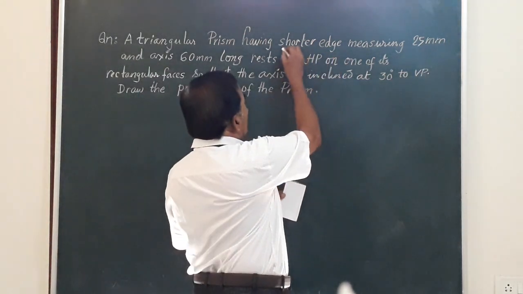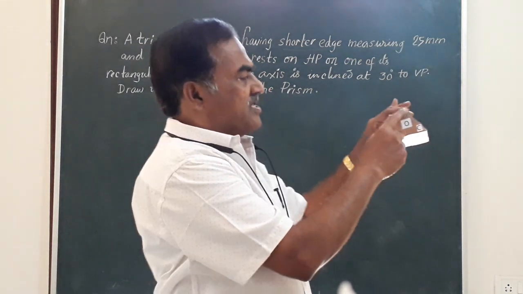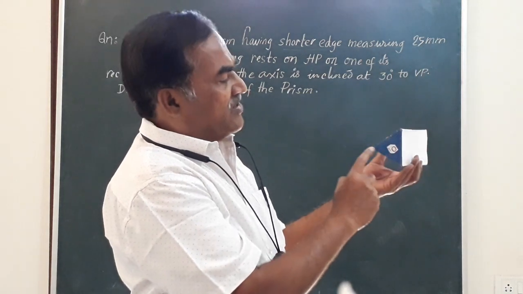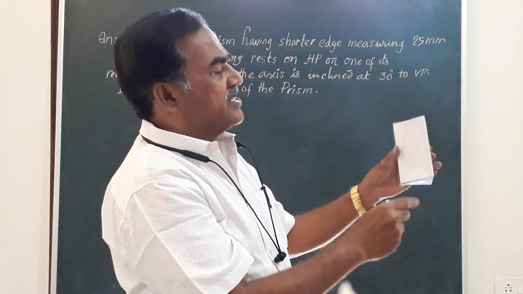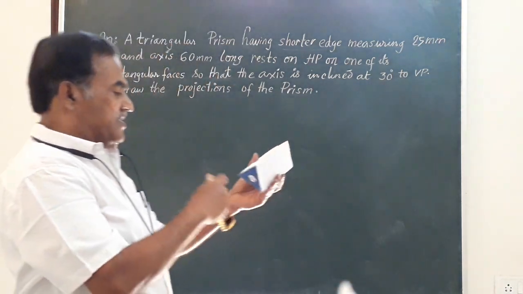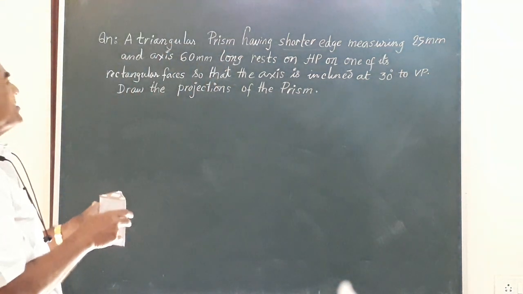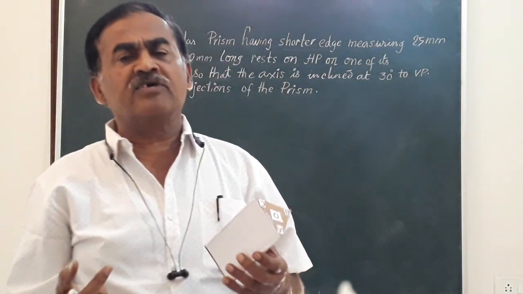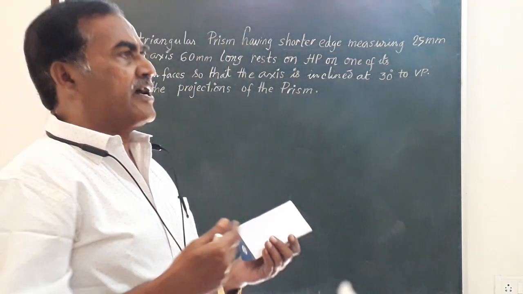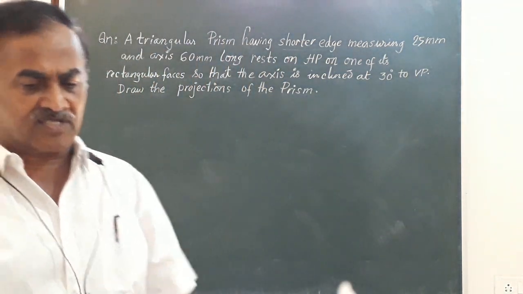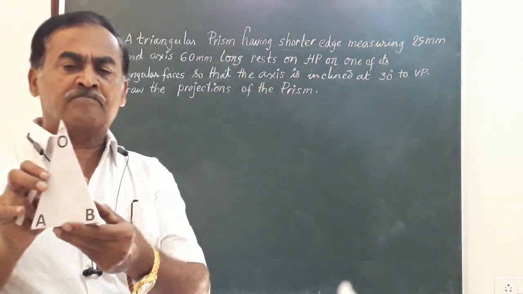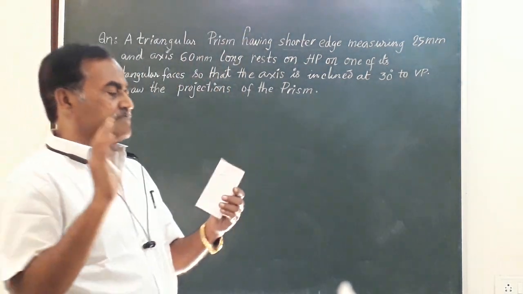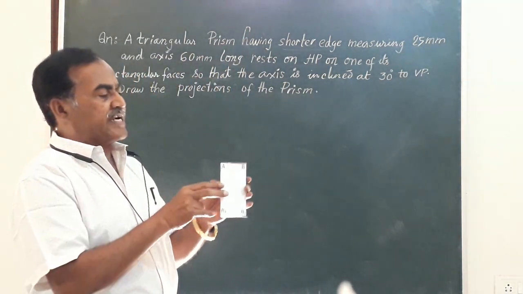The shorter edge here means these edges, that is AB, BC, CA. They are the 3 edges for the top face. Likewise, you will have A1B1, B1C1, C1A1, the 3 sides for the bottom face, resting on HP on one of its rectangular faces. See, in the previous problems on pyramids, we used to have the solid resting on the triangular faces, like a triangular pyramid ABC resting on a triangular face. Here, instead of the triangular face, for all the prisms, we have rectangular faces on the lateral surface.